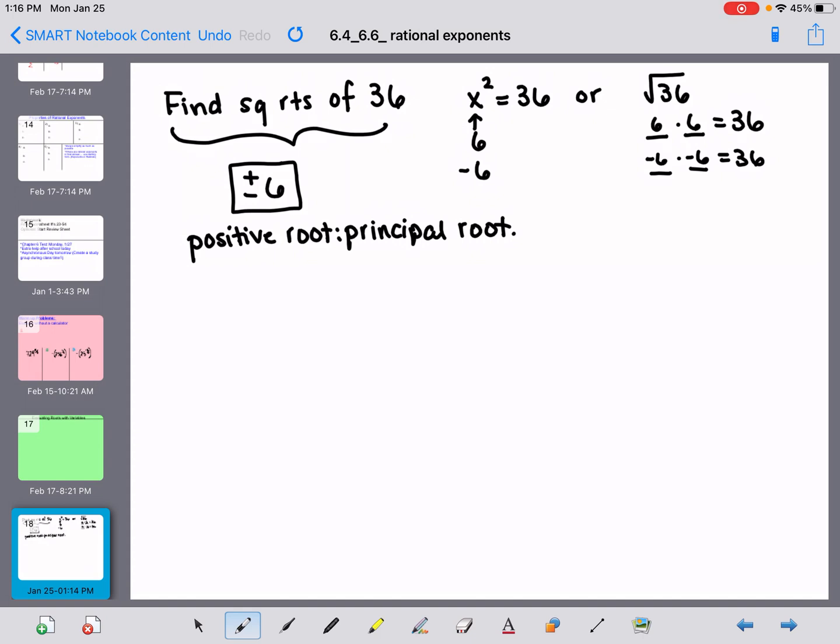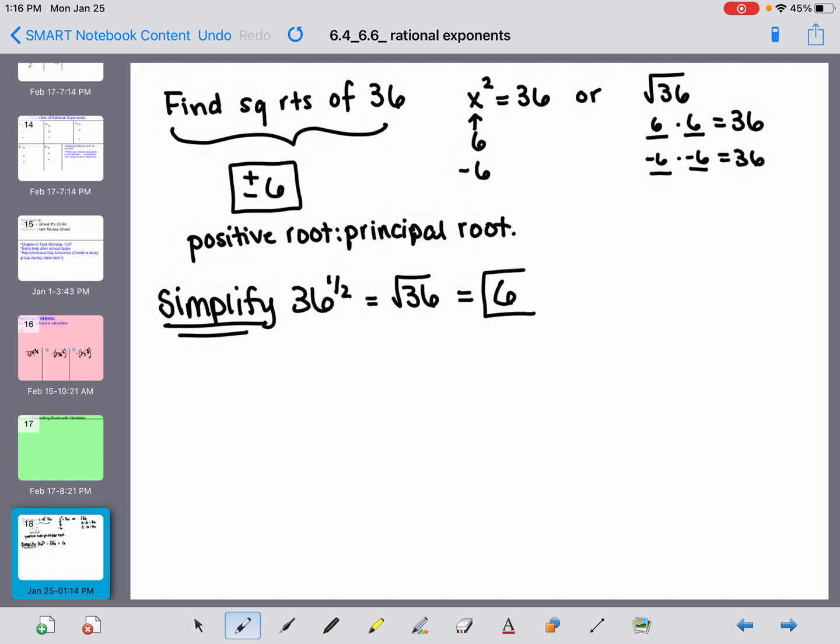When you are simplifying an expression, so when we change the directions to simplify 36 to the 1/2, you can still in your head think about the square root of 36. However, when you give your answer, when the directions say simplify, it is assumed that we only give the positive root, the principal root, right? So only give the principal root. That is the easiest way to explain why we don't put a plus or minus here.